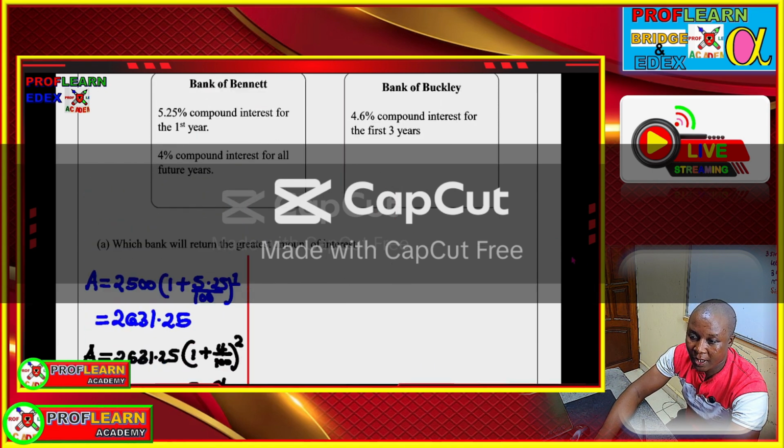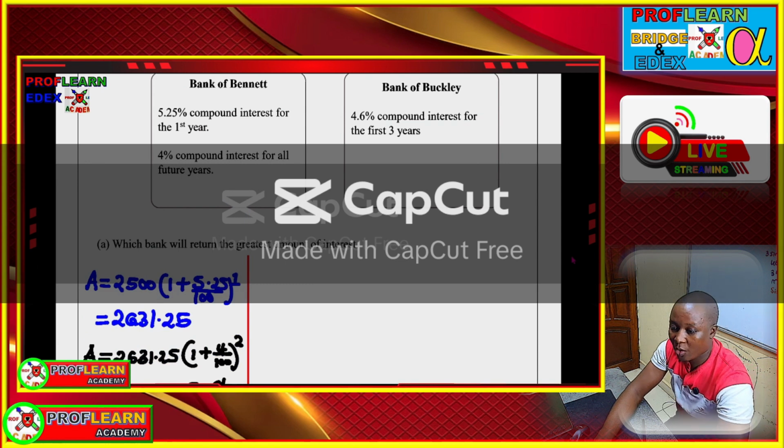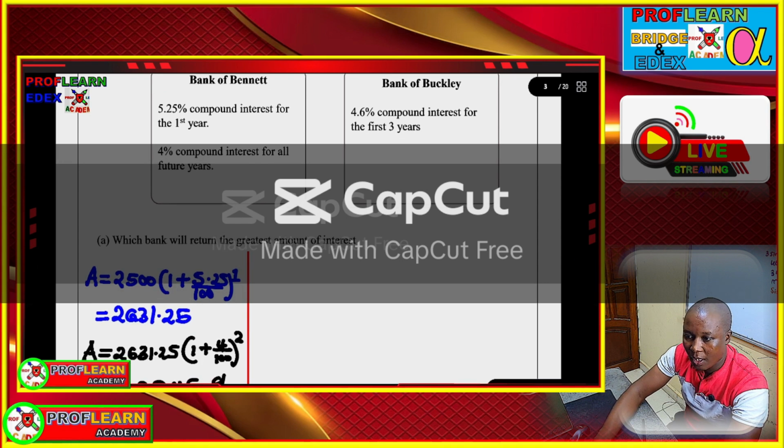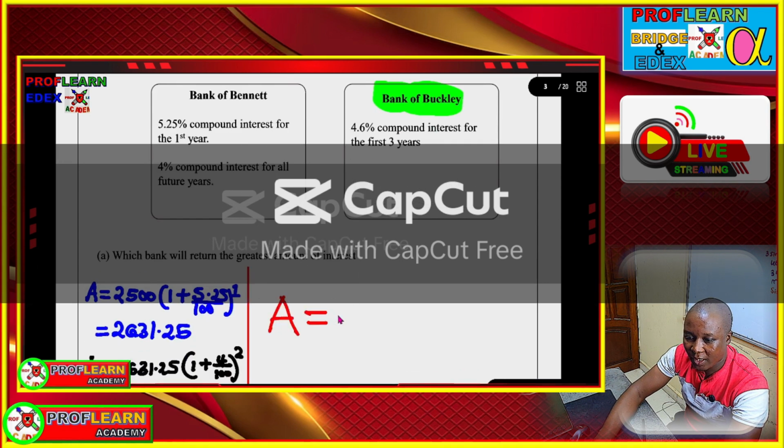Moving to the second bank, the Bank of Barclays, which is 4.6% compound interest for 3 years. For this one, we do the investment of 2,500 times 1 plus the rate. So we say 2,500 into 1 plus 4.6, raised to power 3.